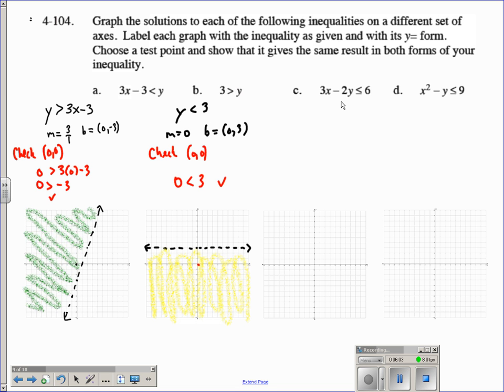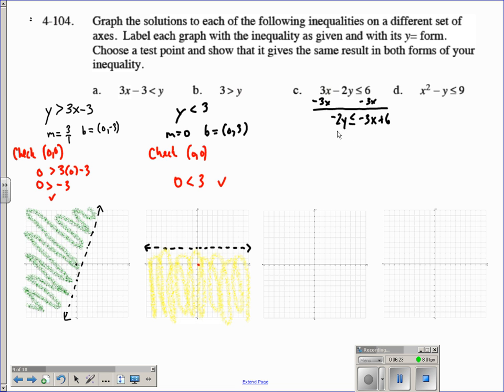Let's do this one. Let's get y by itself here. I'm going to go ahead here and subtract 3x from each side. I have the opposite of 2y is less than or equal to negative 3x plus 6.